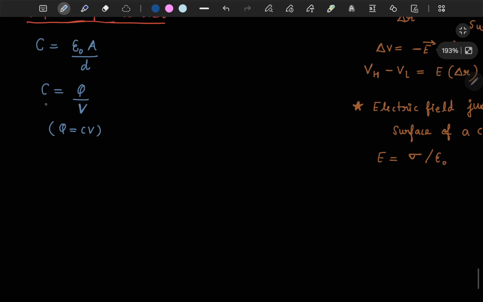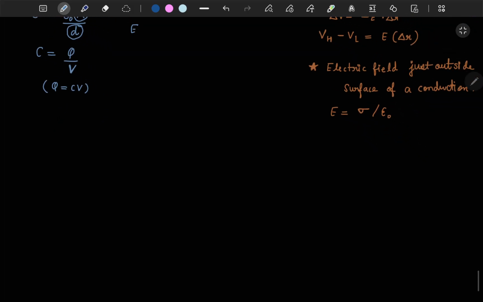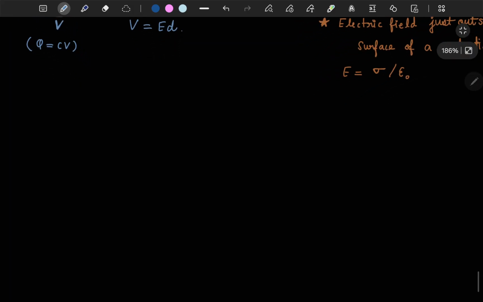Easier to remember. C is equal to Q upon V, but capacitance does not depend on the charge and the potential. It only depends on the area and the distance. Moving ahead, electric field is equal to sigma by epsilon naught. Similar to the electric field outside the surface of a conductor, it is sigma by epsilon naught. Potential will be E into D, as we have talked about. E is equal to V by D, so it is E into D.